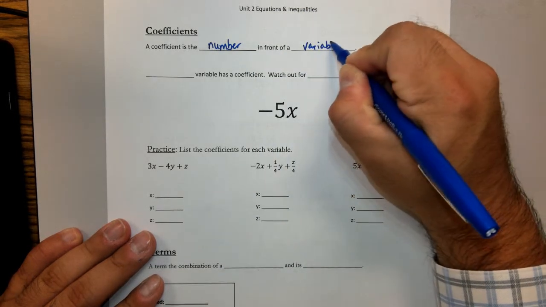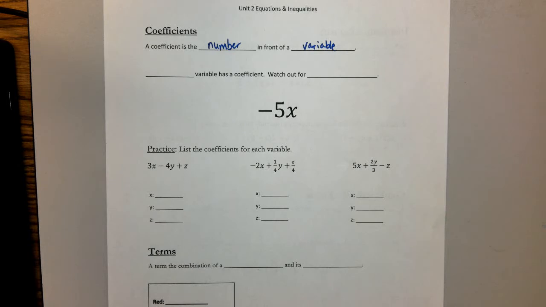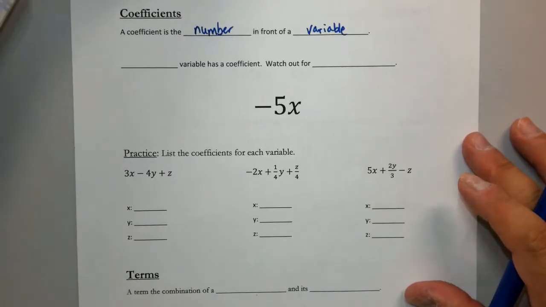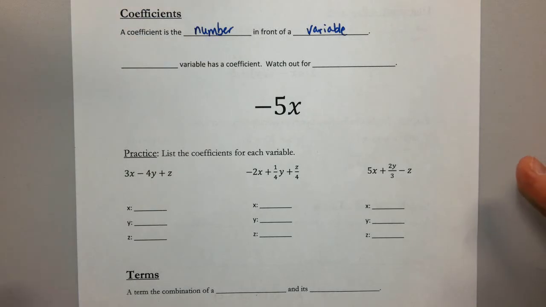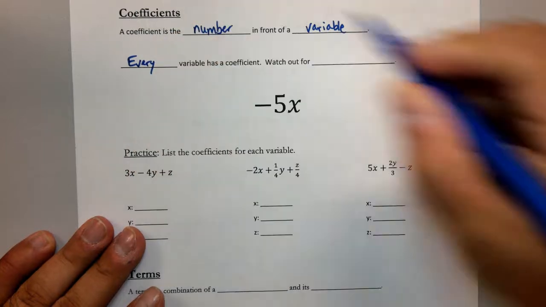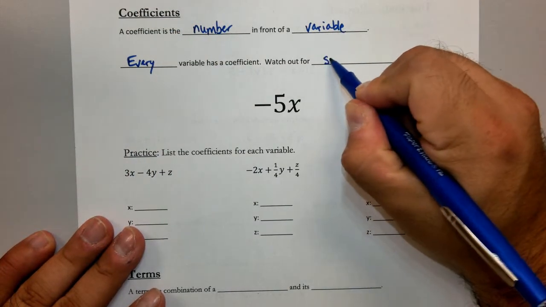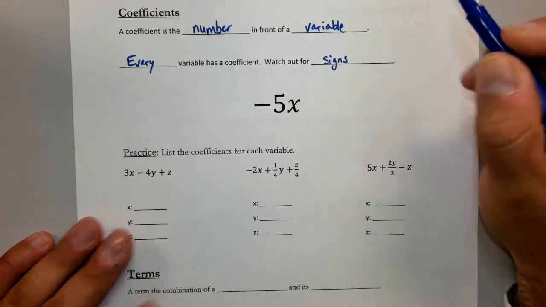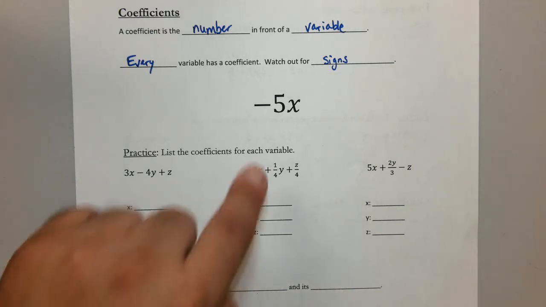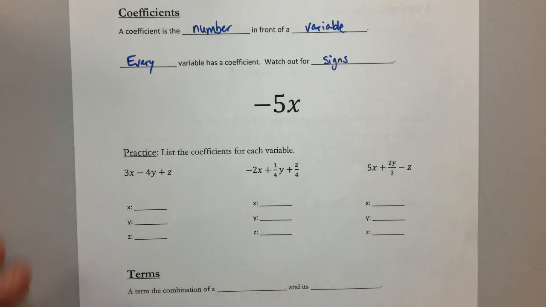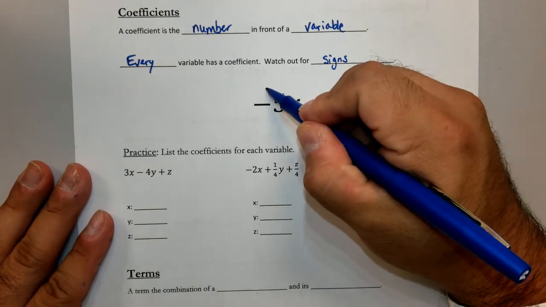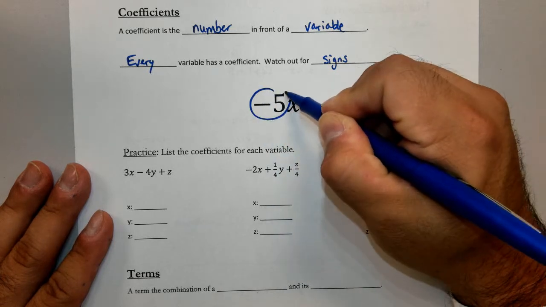Now, one of the most important things to realize is that sometimes these numbers are very much in front of your face, and sometimes they're a little bit harder to find. So one thing that's important to know is that every variable has a coefficient, and watch out for your signs, particularly negative signs, because negative signs are included in a coefficient, right? And when you look at one like this, it's very easy to see. All right, so here's your variable, and the coefficient is going to be the number that's in front of it, but it also includes the sign.